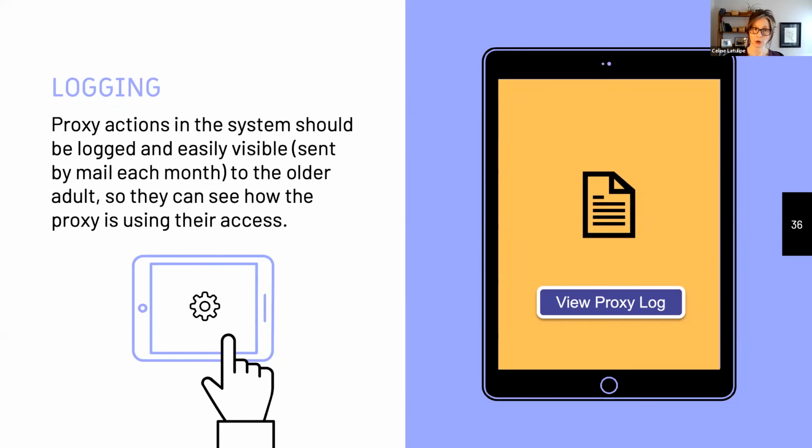Logging is really critical. If you're setting up a proxy account, when the proxy logs into the system on behalf of the account holder and performs some action, accesses some information, that should be clearly logged. It should be easily visible when the account holder logs in, or if the account holder themselves is not really actively using the system, it should be sent to them, maybe by email or maybe by physical mail every month, so that they can see how the proxy is using that access and what they're doing.